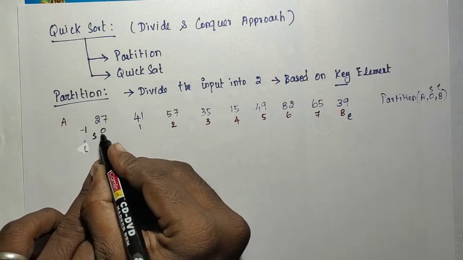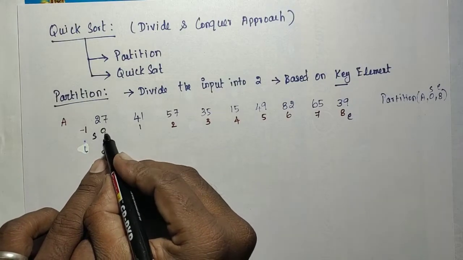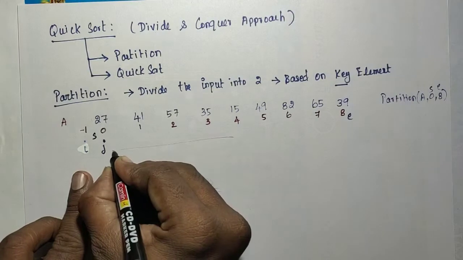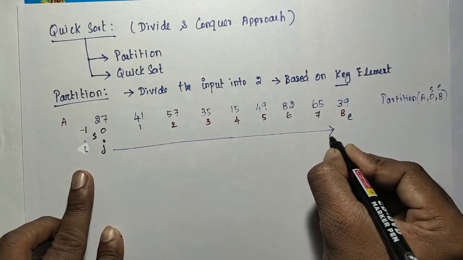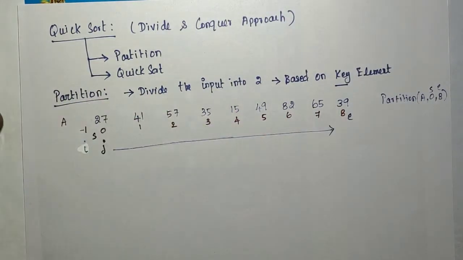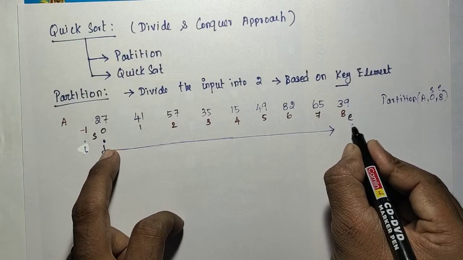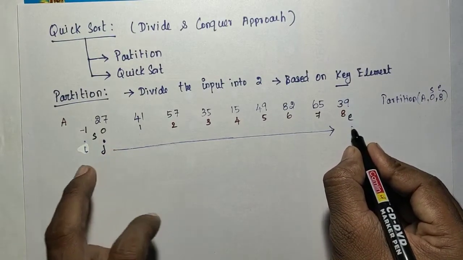So J is going to be moved from 0 to E, like this. In this direction it is going to be moved. So J will be incremented up to E.